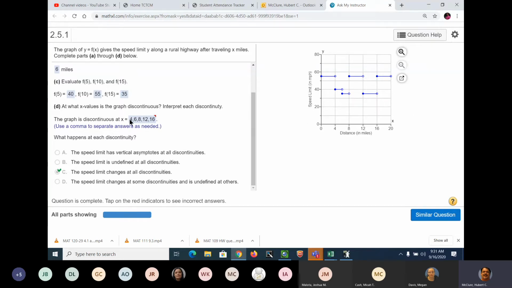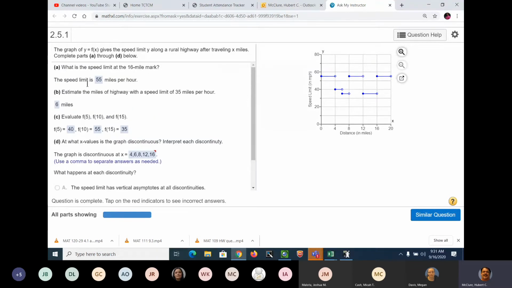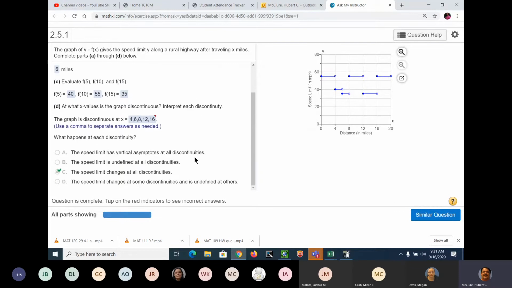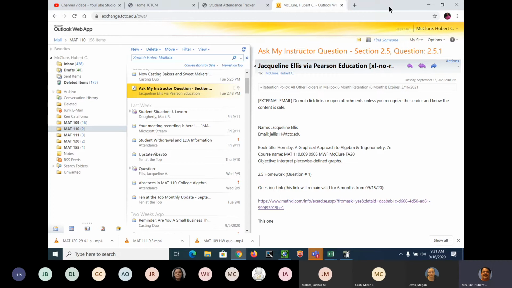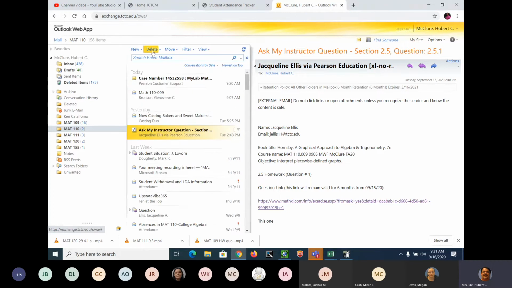I don't like question D. The other questions I do like for test questions. I like this one for a test question, B for a test question, and even this one as a test question. I just don't like D. Okay, so that's the questions for the homework. I think that should be it.